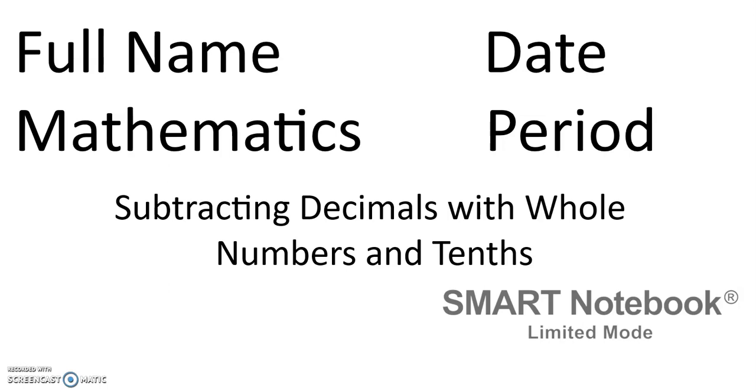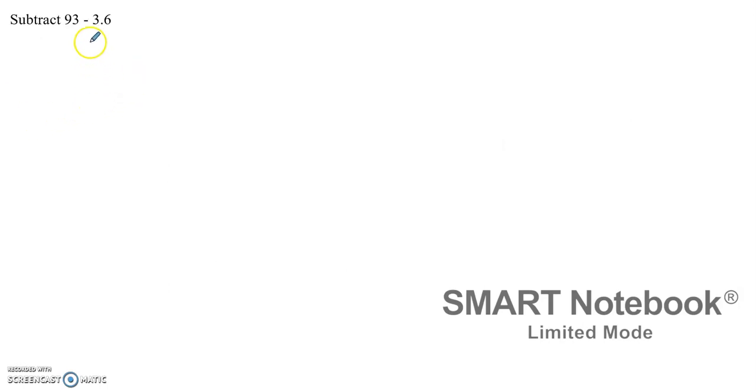So subtracting decimals is the same thing as subtracting whole numbers, except you have decimals included with your whole numbers. So you always have to line them up by place value. Make sure the digits are underneath each other by place value. So let's use an example. Here we have 93 minus 3 6/10.